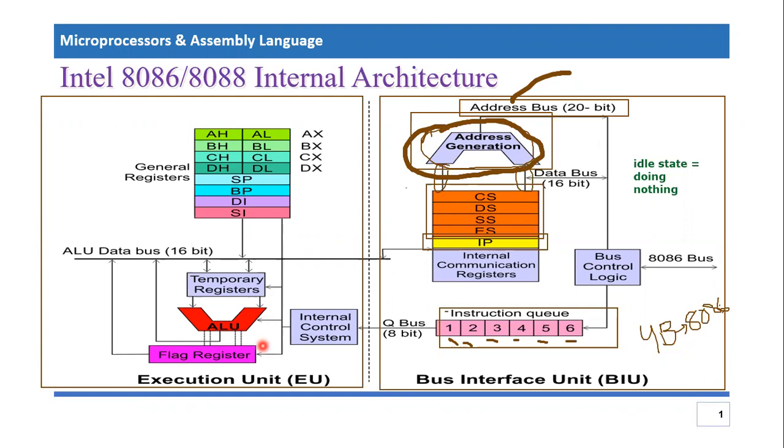Furthermore, it has an instruction decoder, right? This internal control system has an instruction decoder. Whenever an instruction comes inside this execution unit, first of all it is decoded. That means the microprocessor will understand what needs to be done, right? That is performed by this internal control system, which will actually decode it. So you can say there is one more decoder available in this internal control system, right?